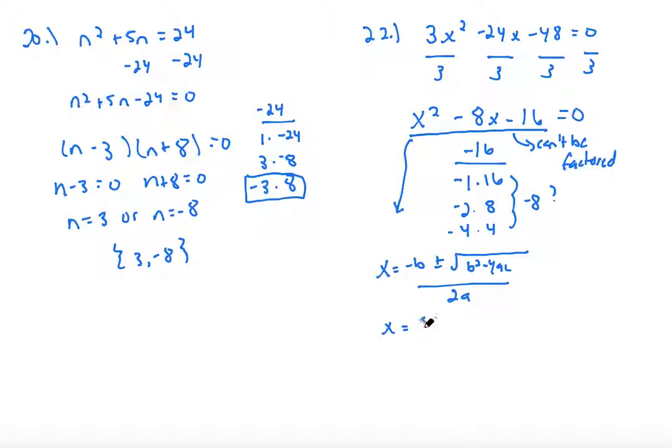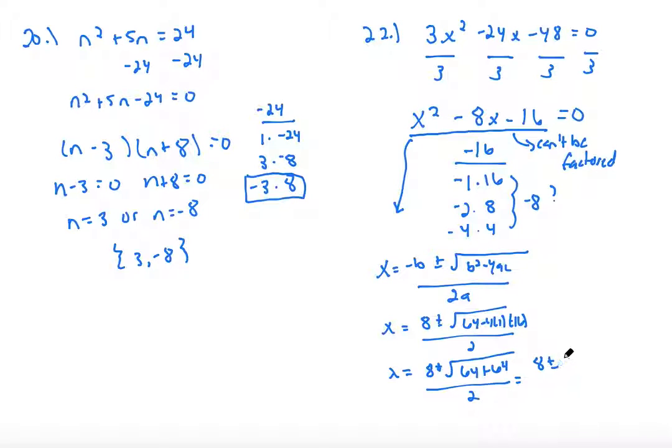And then when we do that, we get x equals 8 plus or minus the square root of 64 minus 4 times 1 times negative 16, all over 2. So we have x equals 8 plus or minus the square root of 64 plus 64, all over 2, which is going to simplify to give me 8 plus or minus 8 square roots of 2 over 2, which gives me 4 plus or minus 4 square roots of 2. And there's your 2 answers for this problem.